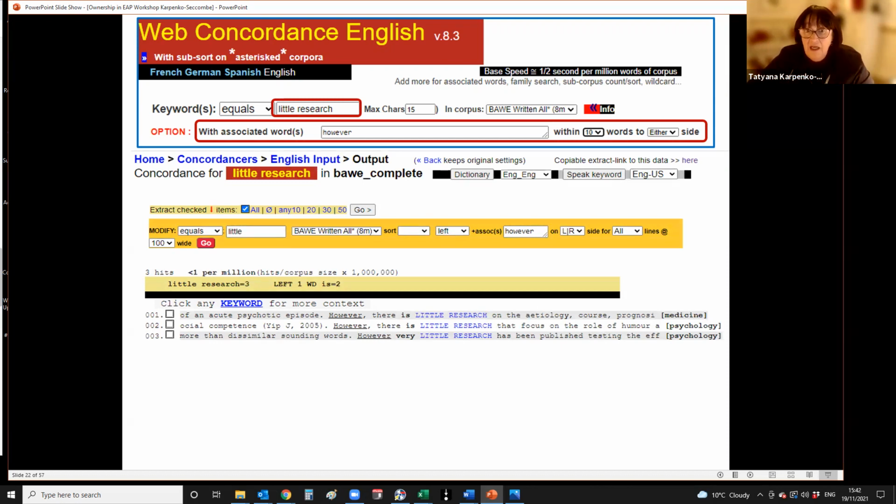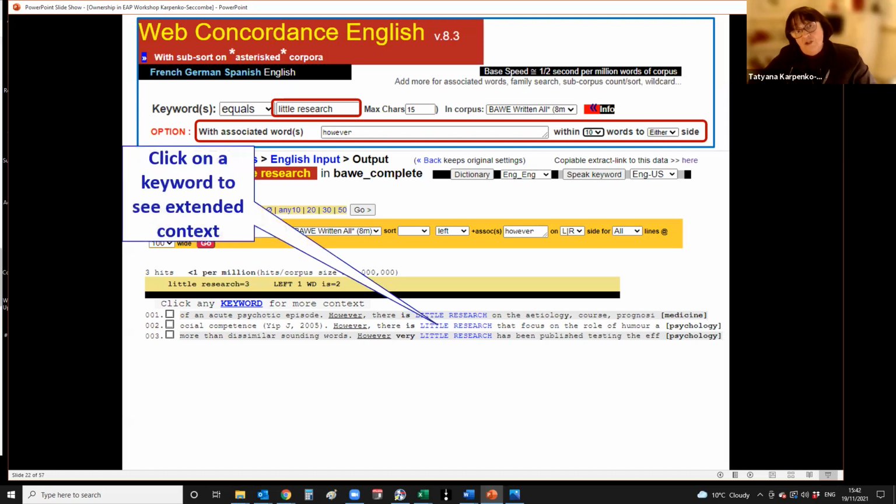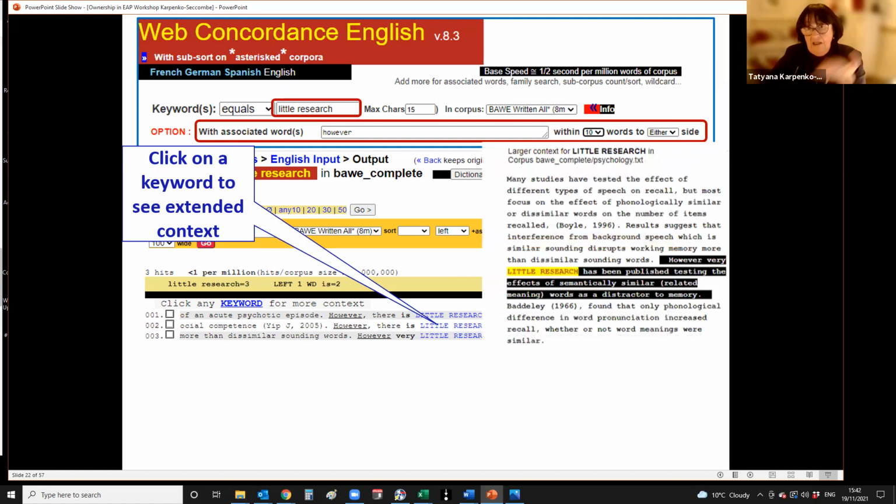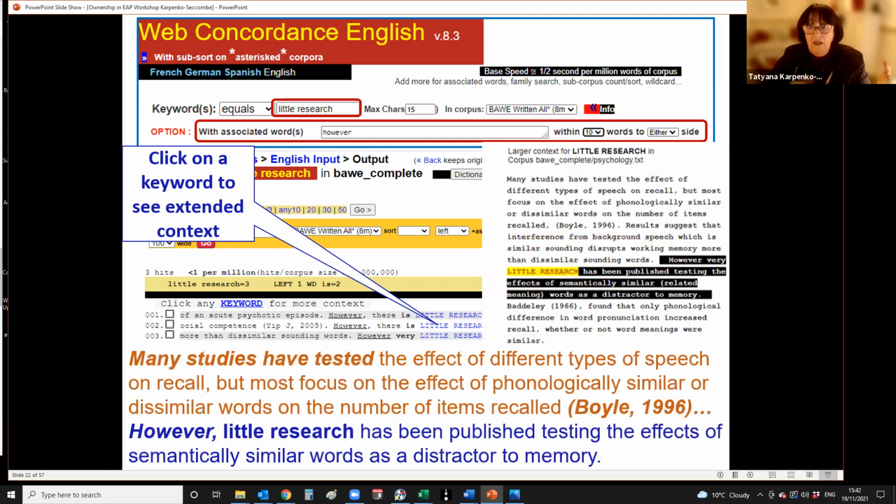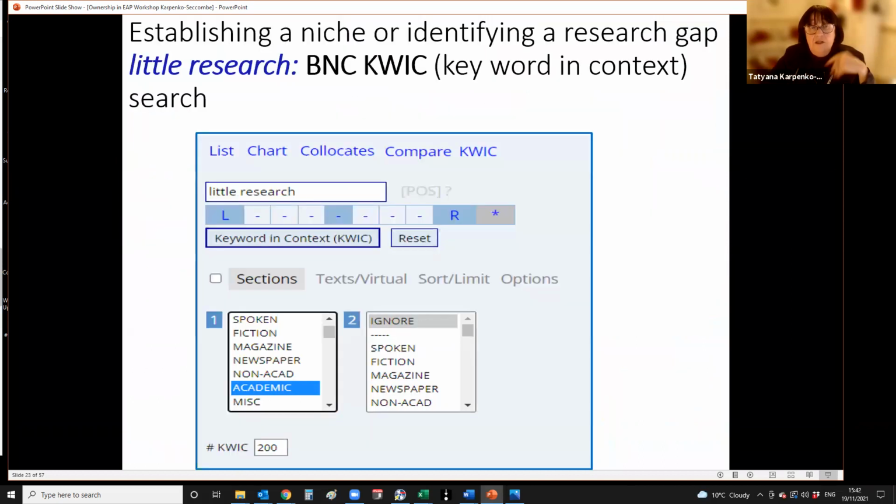I'm looking at the examples of however and little research and how the transition from one to the other goes. By clicking on the keyword, we can see the extended context, and here it is. We can ask students again to find the examples. We can ask students to interpret the examples, or I can sometimes use these examples to demonstrate what I'm saying. And this is going from previous studies to however little research, and so on. Little research in the British National Corpus.